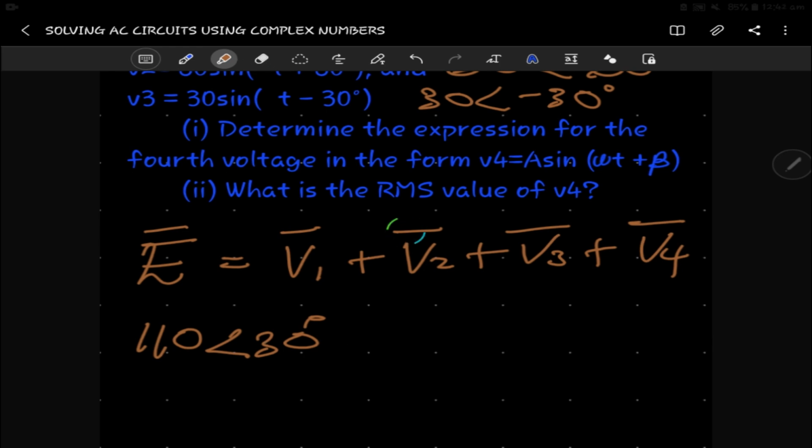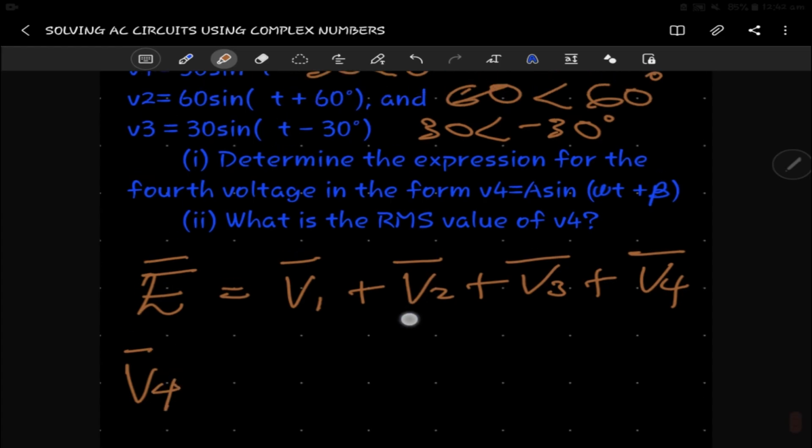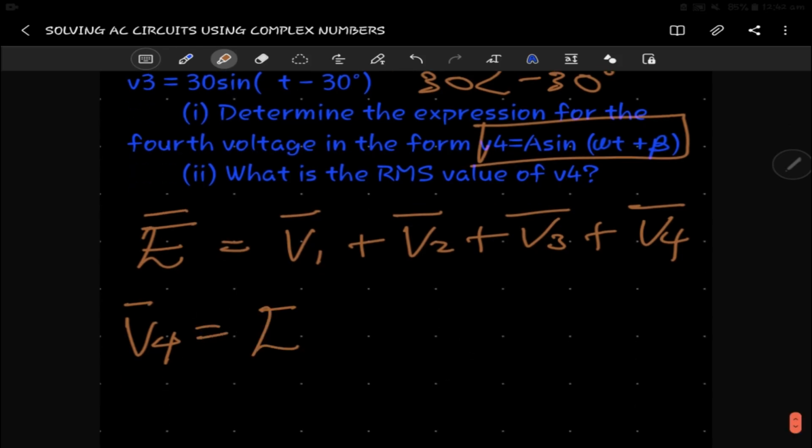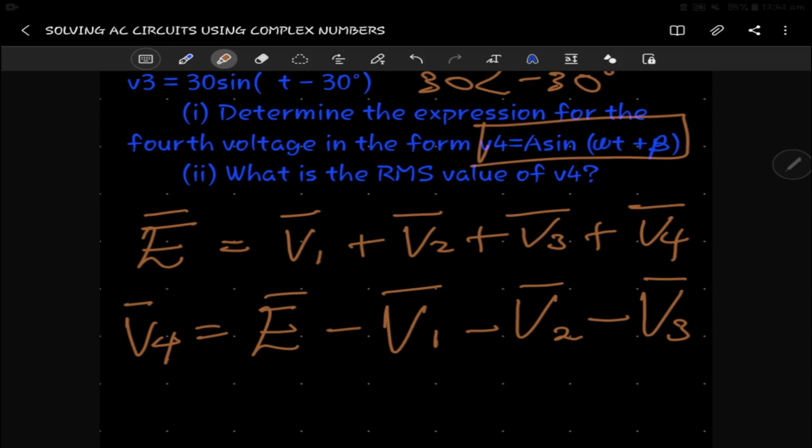If you're able to put the calculator we are using in complex mode, we should be able to solve this easily. This V4 that we are looking for is the expression for the fourth voltage, and we want it in phase angle form. So V4 is the E vector minus the V1 vector minus the V2 vector minus the V3 vector, and we know the representation for each of these.